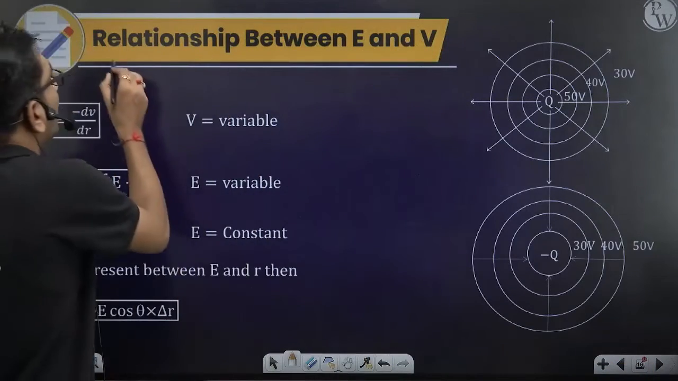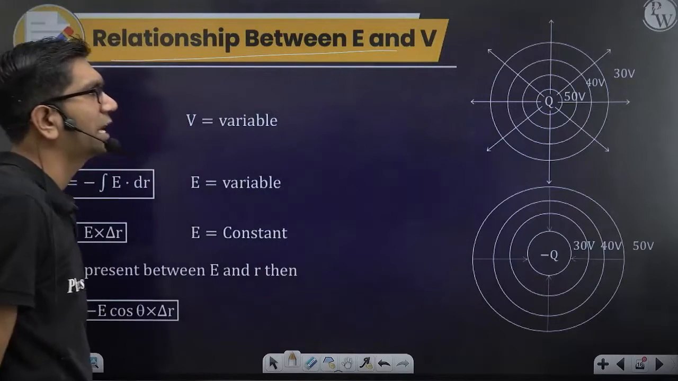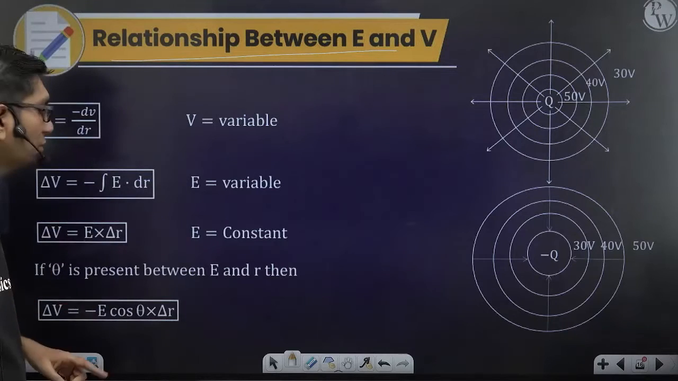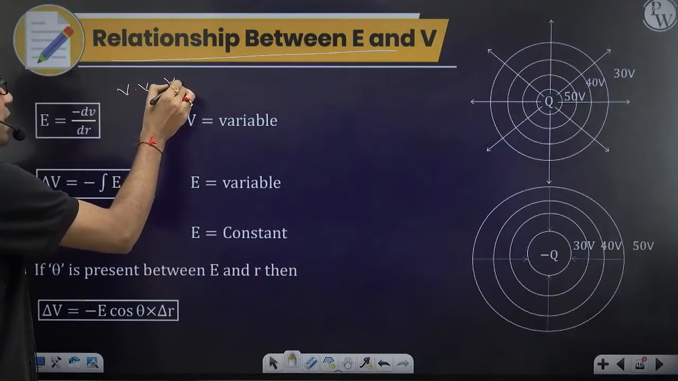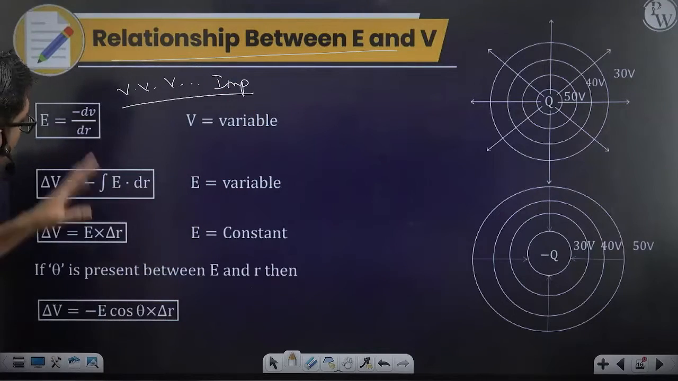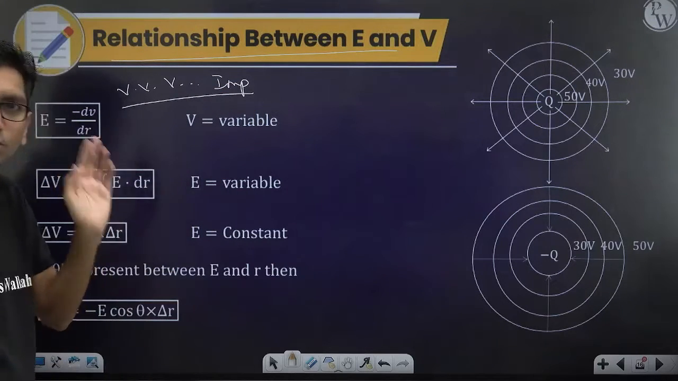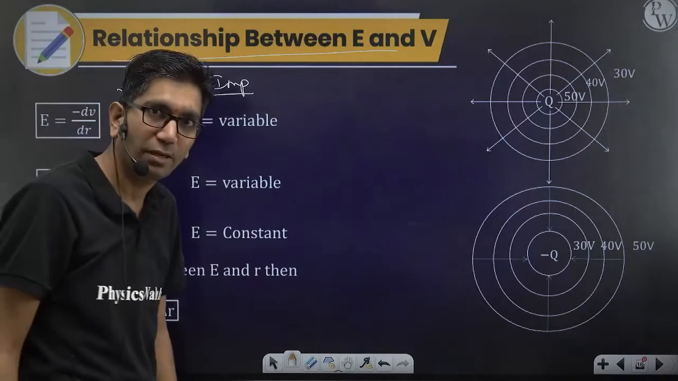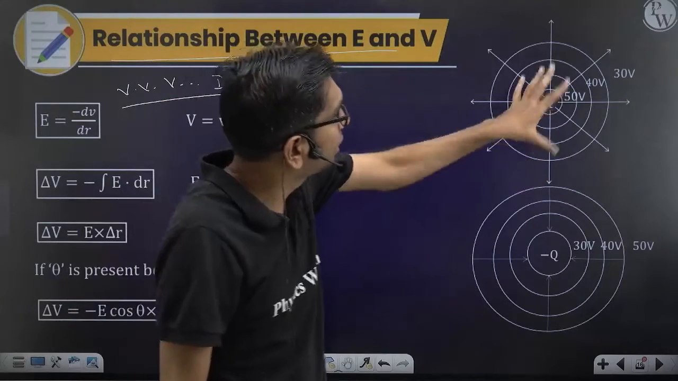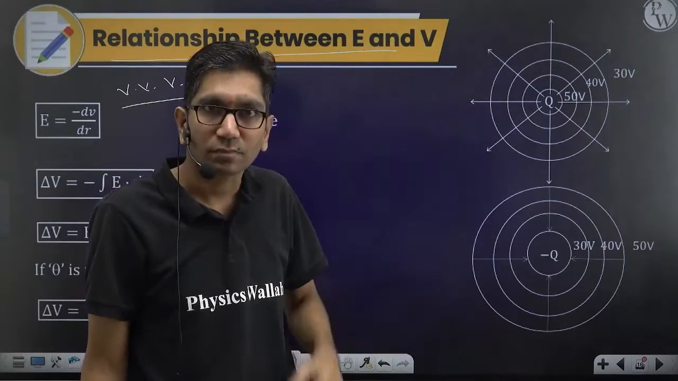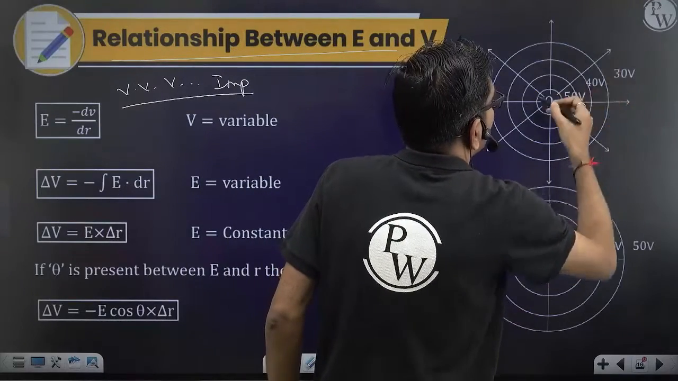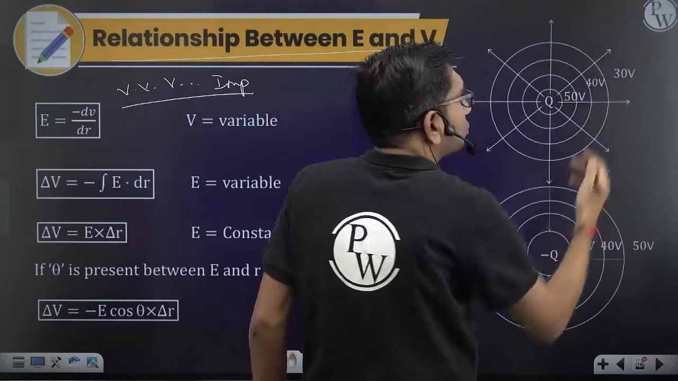Right. Relationship between electric field intensity and electric potential. Now very important. If you remember this formula 100%, you are able to solve the numericals better. Now see here, for a positively charged body, as the distance increases from the charge, the potential goes on decreasing.